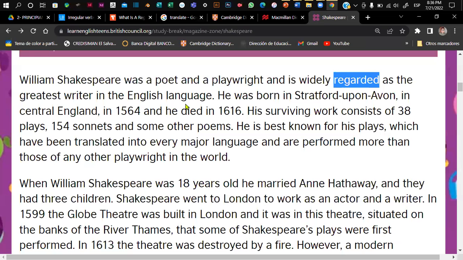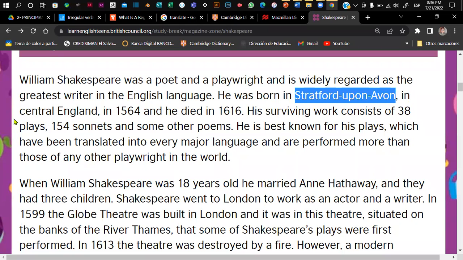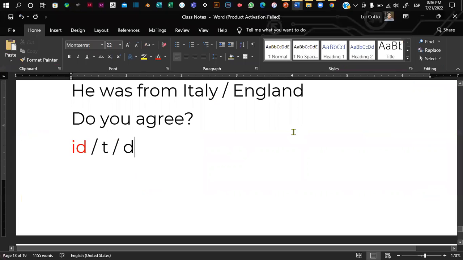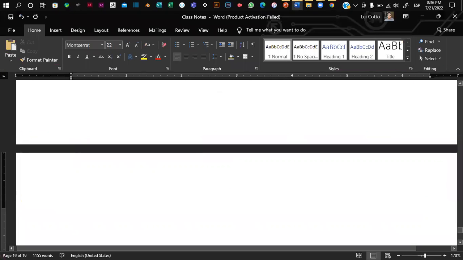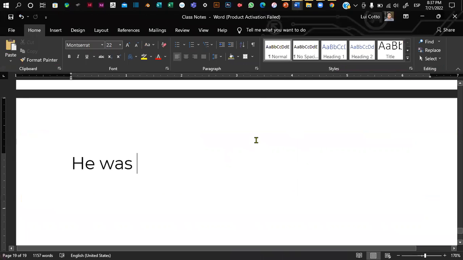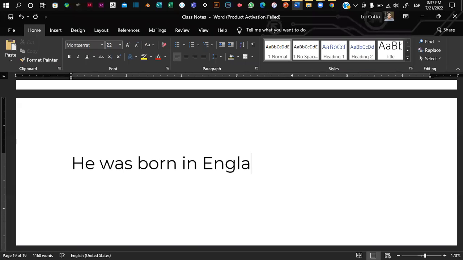It's regarded as the greatest writer in the English language. He was born in Stratford-upon-Avon. That is the place, the city, in central England. So Shakespeare was not Italian. Shakespeare was born in England. He was born in England.